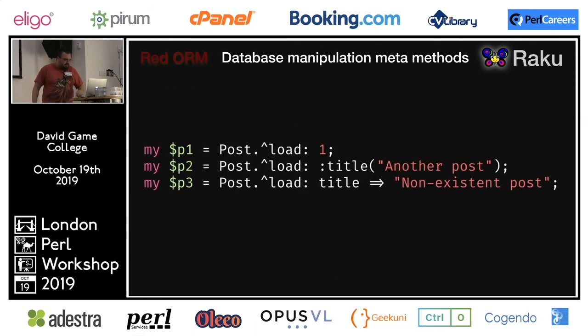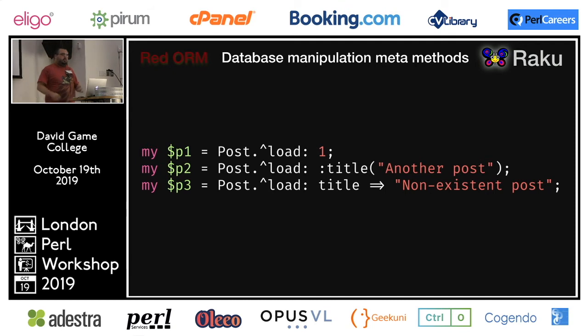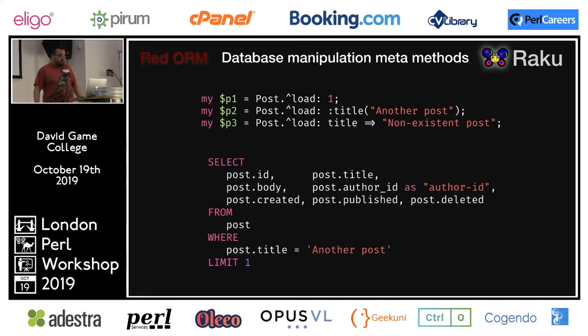Okay. The load, if you do not say what to load, it will infer the data you are passing is the primary key. If not, you say, for example, the title. Title should be a unique field, so it could search it on your database and return the object. So it would run something like this.